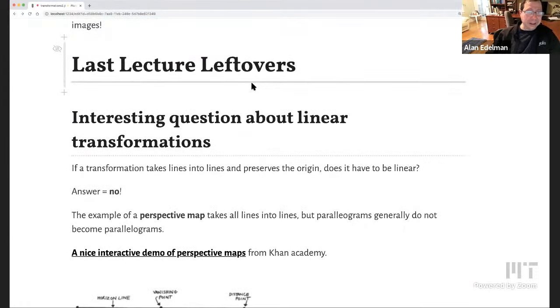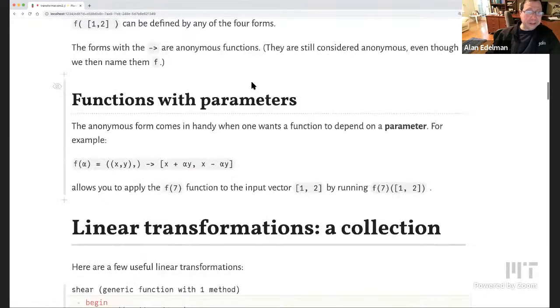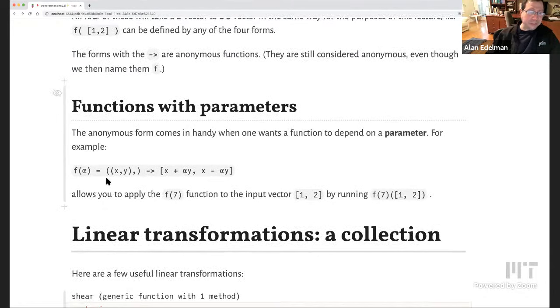Okay, and what else did we have? The style. Okay, and then yes, the functions with parameters. Here's just an example with functions with parameters.